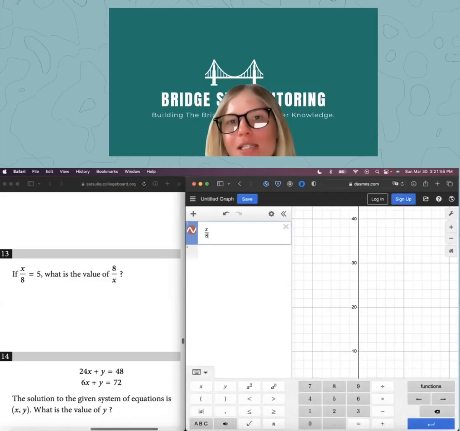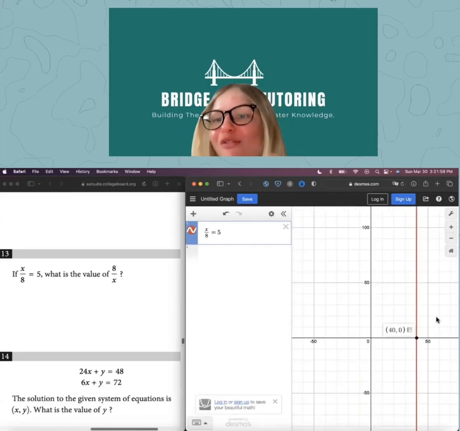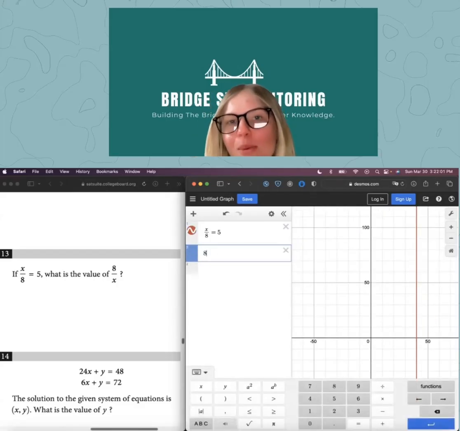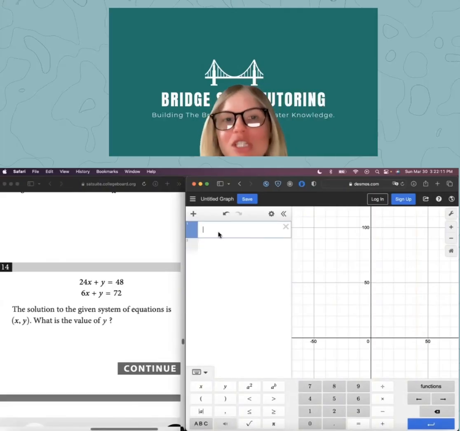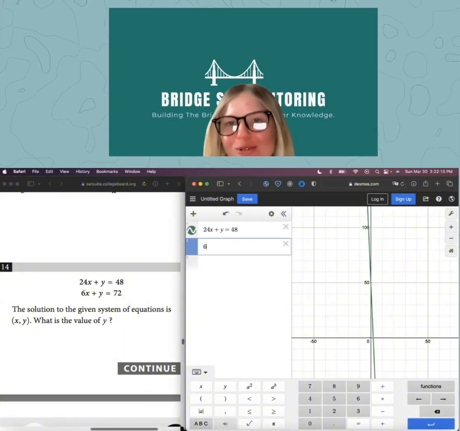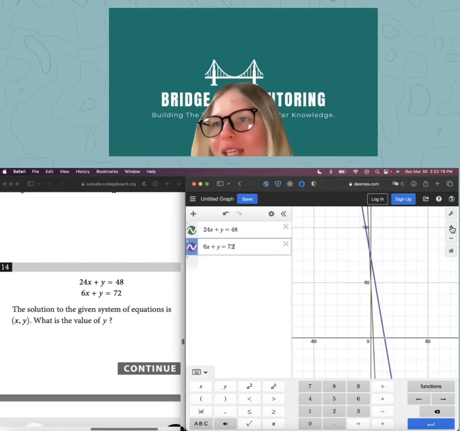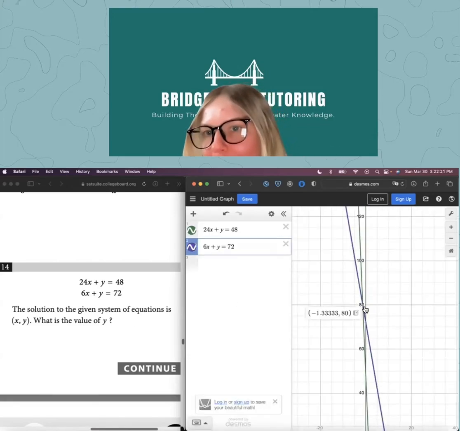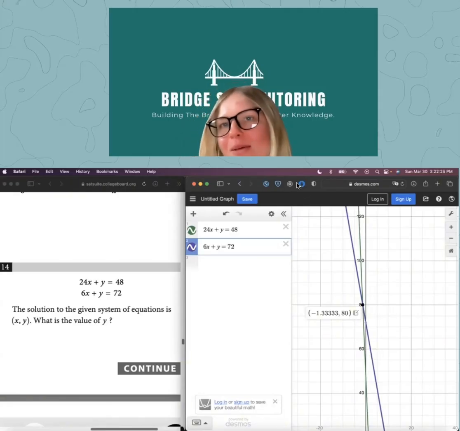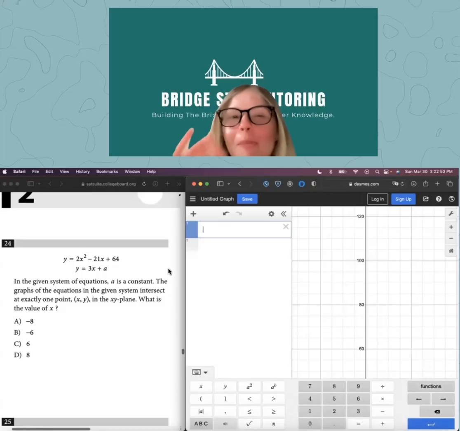If x over 8 is equal to 5, what is the value of 8 over x? So you got 40 for the value of x. 8 divided by 40 is 0.2. The answer is 0.2. Systems of equations are actually one of the easiest questions to use with Desmos. All you have to do is literally plot it exactly how it looks. You're looking for the intersection point and the value of y specifically. The value of y here is 80. The answer is 80.